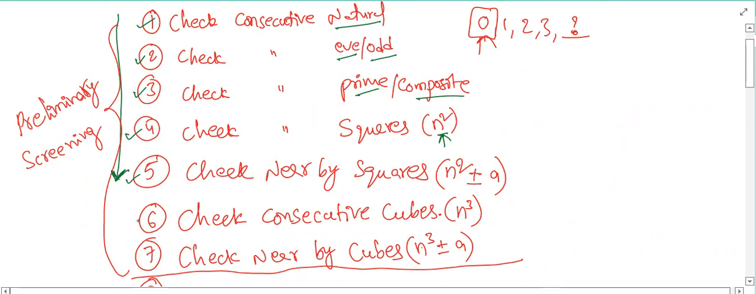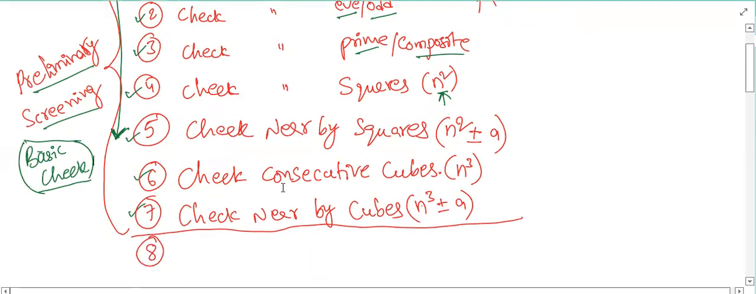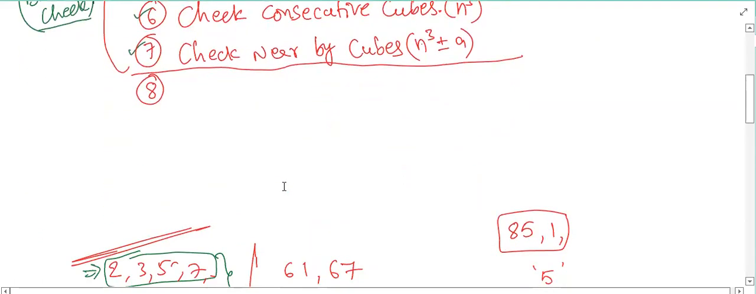Similarly, check consecutive cubes. If it is not matching, cube plus or minus something means nearby. So with this, what is completed? Basic checking, or we can say preliminary screening. After that, we are going to enter into the secondary screening, or second stage.